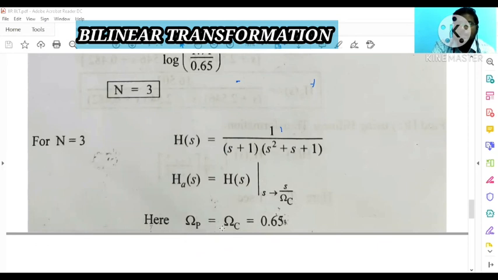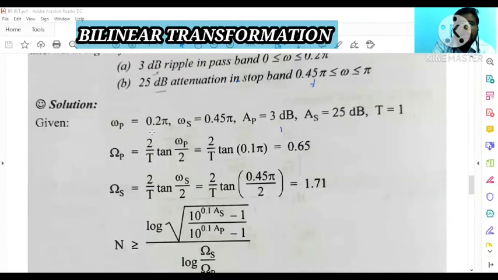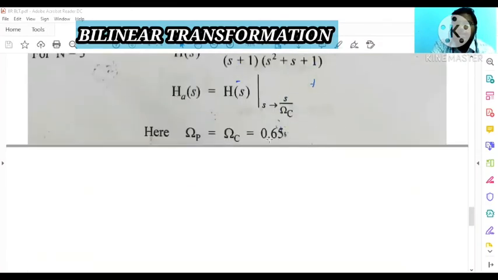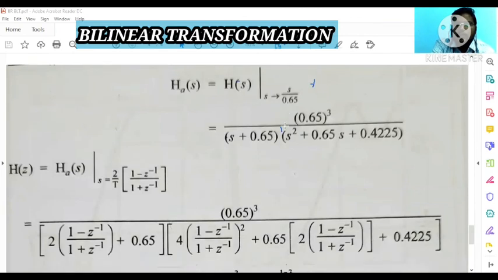So omega p is equal to omega c, that is 0.65. In this problem, omega p is equal to 0.65, directly given because it is a low pass filter. So the passband frequency is your cutoff frequency. I will take down the direct value, 0.65. Next, you substitute s by s by 0.65, wherever you have s, and you simplify it, you can get this answer.